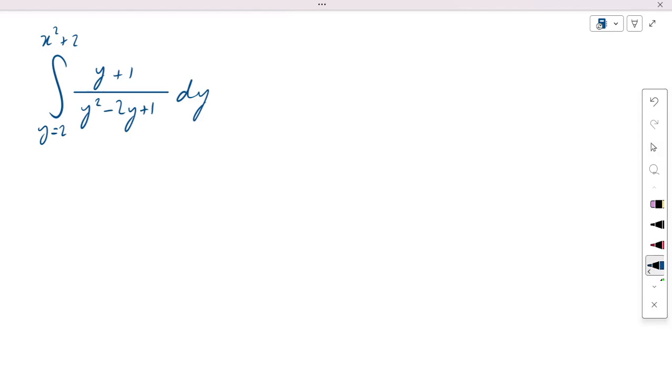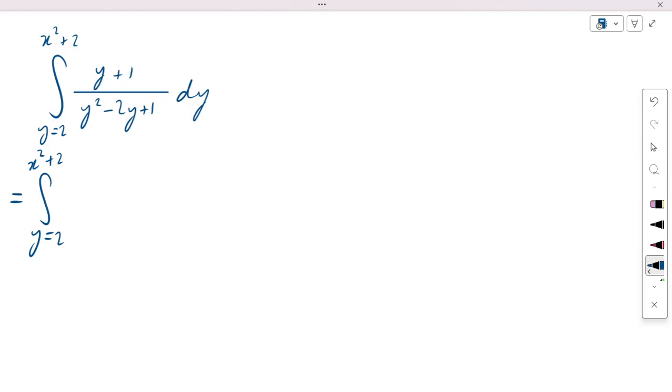Now we have it with respect to y. So what we're going to be doing now is just doing the integral simply, right? So we have the integral from y equals 2 to x squared plus 2. Note how we have a variable, x squared plus 2, in the upper limit. Looks intimidating, but it's actually not that intimidating. You're just going to plug it in at the end because it's a definite integral.